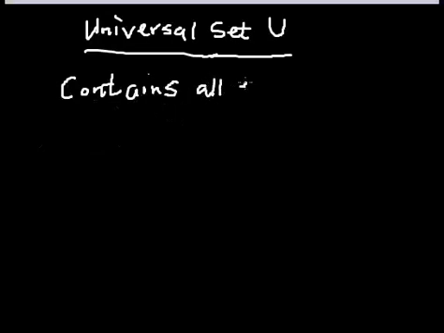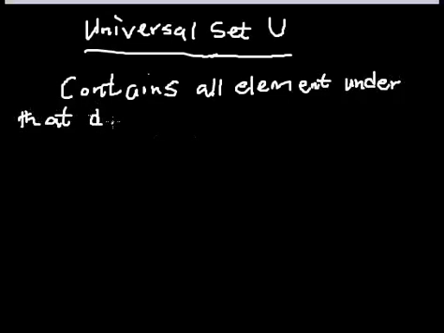As the name implies, I'm using U to represent it. A universal set is a set that contains all the elements under that definition. Remember, a set is a collection of well-defined objects, so there's a definition for the set. When you define a set and you have a set that contains all elements under that definition, such a set is called a universal set.